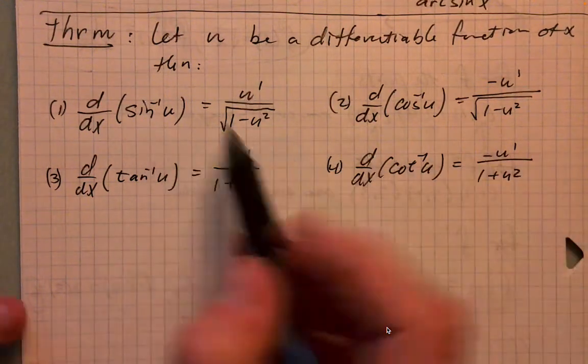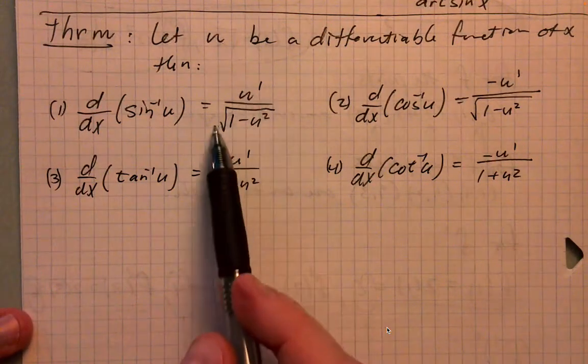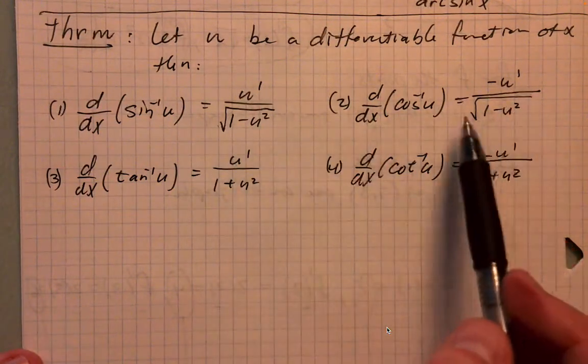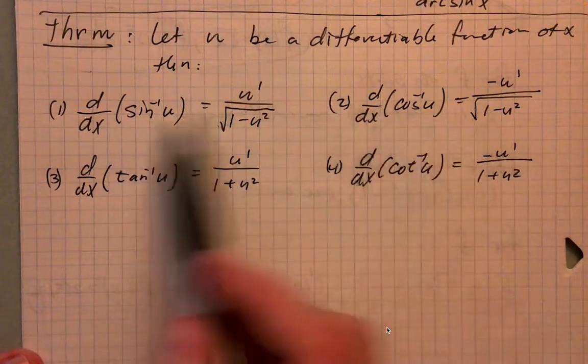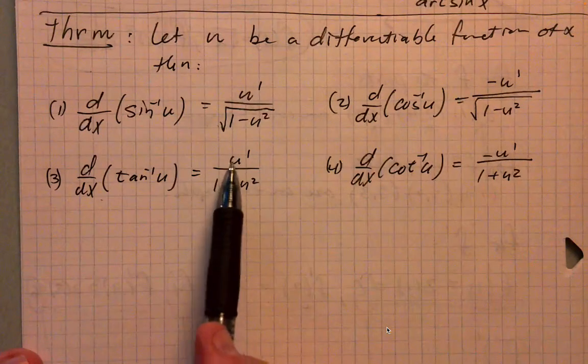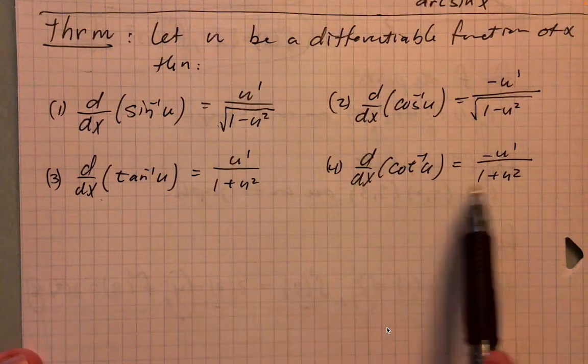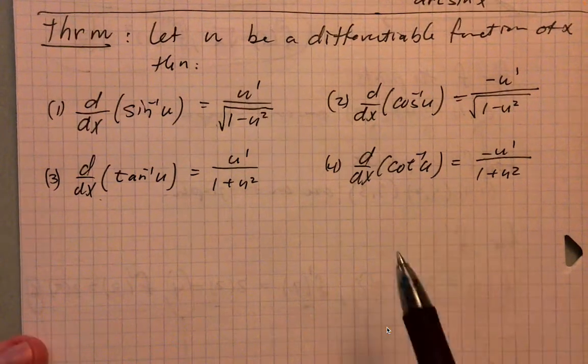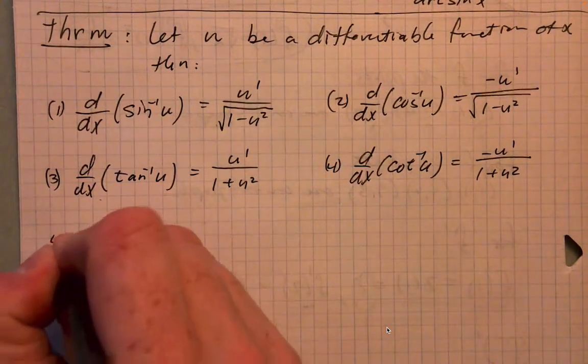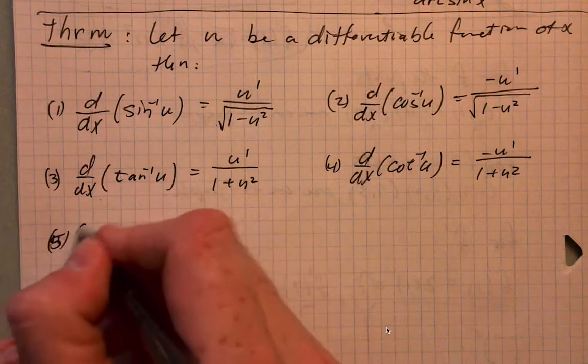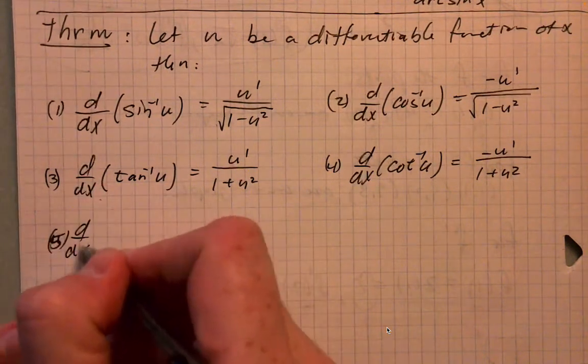All right, so you can see there's a lot of symmetry here. You've got u prime over the square root of 1 minus u squared, and negative u prime over the square root of 1 minus u squared. That's sine and cosine. Tangent and cotangent would be u prime over 1 plus u squared, and then negative u prime over 1 plus u squared. And we'll see it for secant and cosecant.